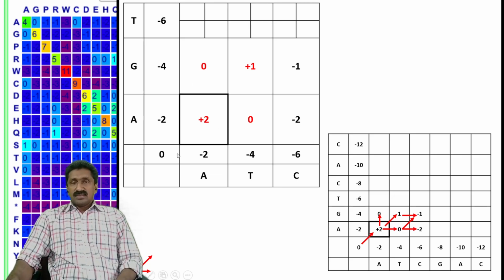For example, this is a 0. Since it is A and A, it is a match, 0 plus 2. And here A, if you are writing the value acquired from the left side, that is -2, sorry, -2 -2, that's -4. And from this point again, -2 -2, that will be -4 at this point. So the highest value, +2, will be taken.